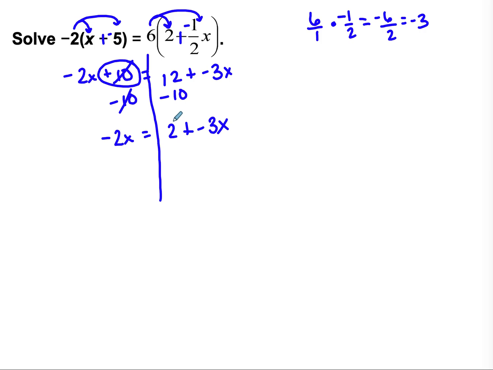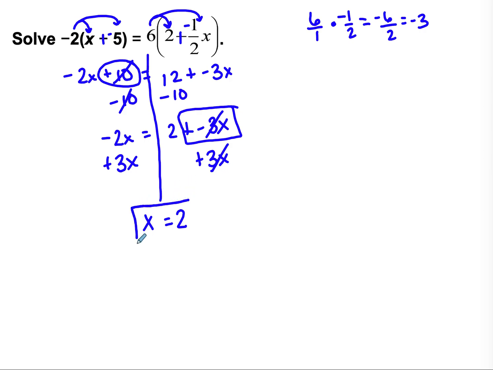I picked this side of the equation for my constants, which means the next thing I have to move is this negative 3x. I get rid of the negative 3x by adding a positive 3x. And again, I'm lining up those like terms. Negative 3x plus 3x is 0. So on this side of the equation, I'm only left with a 2. Negative 2x plus positive 3x is a positive 1x. So x equals 2.